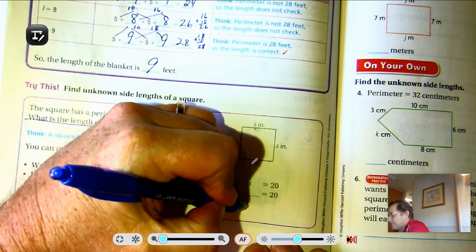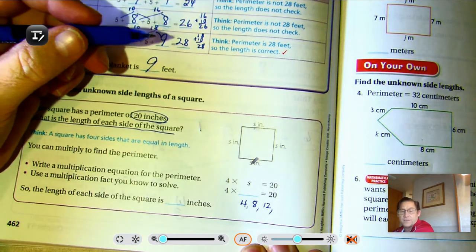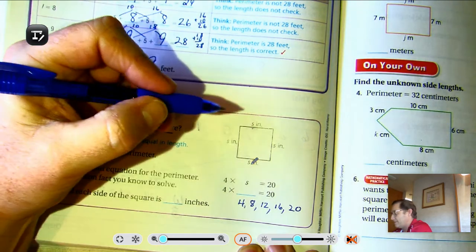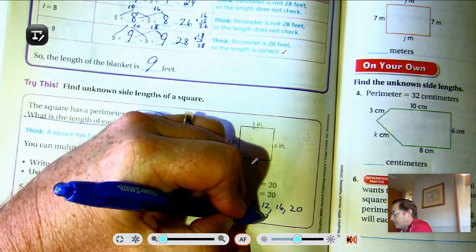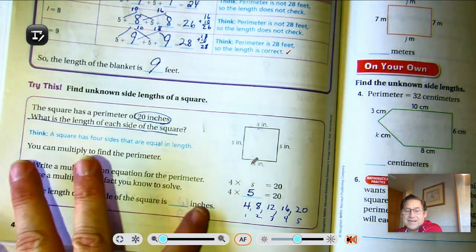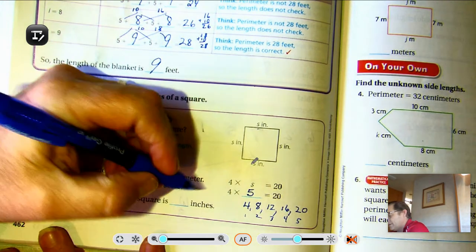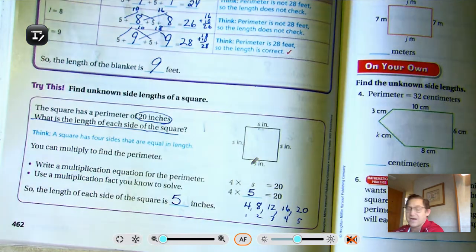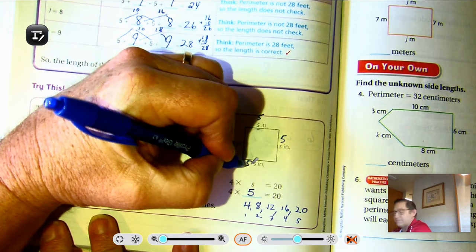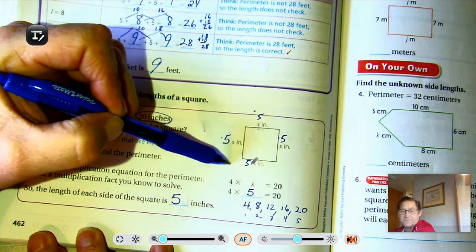Well, we could skip count if we needed to. 4 plus 4 is 8. 8 plus 4 is 12. 12 plus 4 is 16. 16 plus 4 is 20. So 1, 2, 3, 4, 5 sets of 4. Okay. So each side is 5 inches. 4 sides of 5 equals 20. So each side of the square is 5 inches. Now we could verify that by putting the side lengths in and just confirming it. 5 plus 5 is 10. 10 plus 5 is 15. 15 plus 5 is 20.